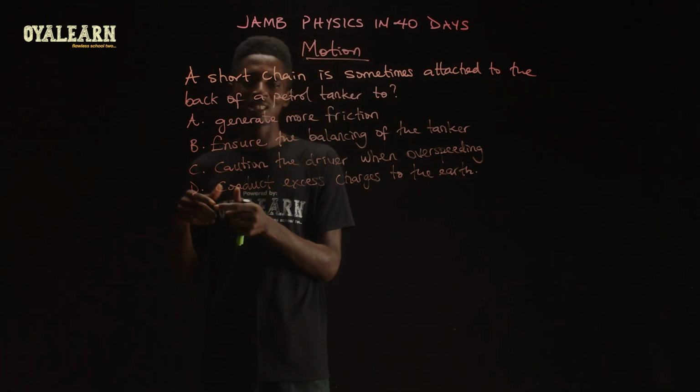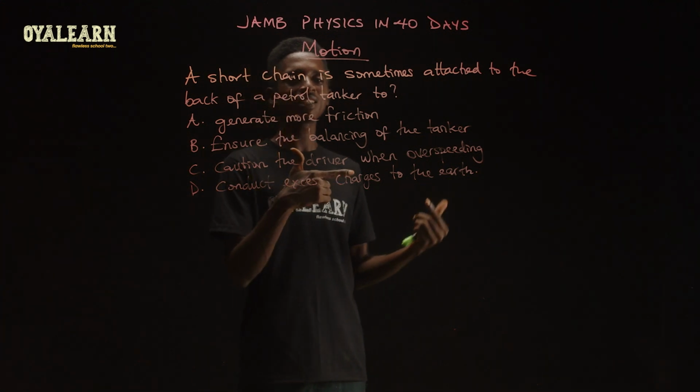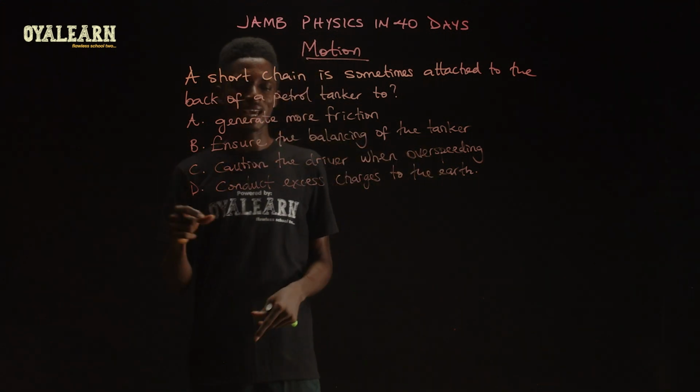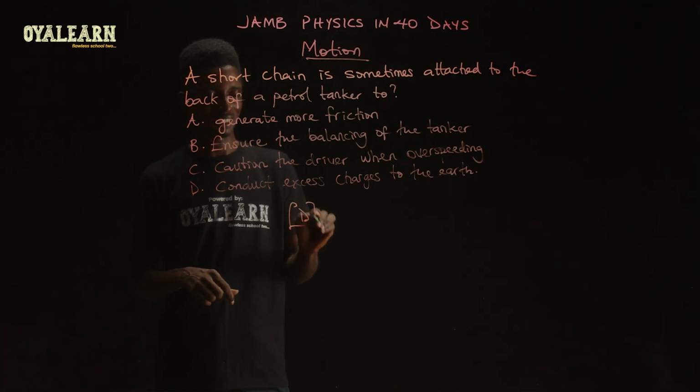So what that chain is there for is to discharge the vehicle. So it is taking those charges to the earth. So the correct option in this case will be option D.